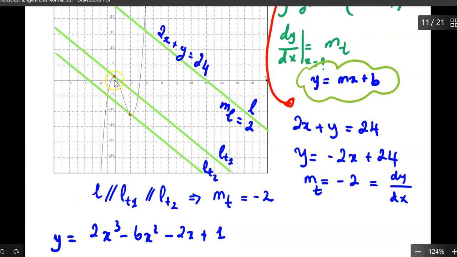Right here is the point x equal to 0 and y is actually equal to 1, which is pretty close. So when x equal to 0, y equal to 1, then the equation for this line is 2x plus y minus 1 is equal to 0. And the next one is when x equal to 2, y is equal to -11, which is pretty close, right? And the equation for this one is 2x plus y plus 7 equal to 0.